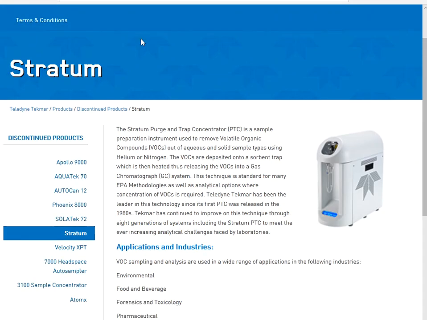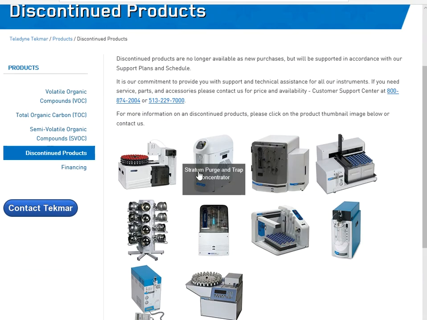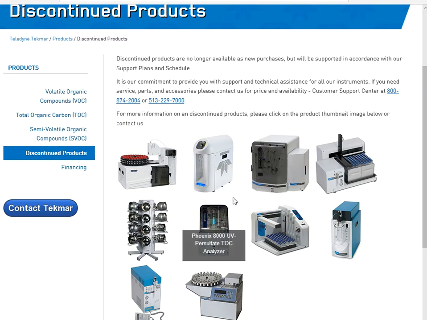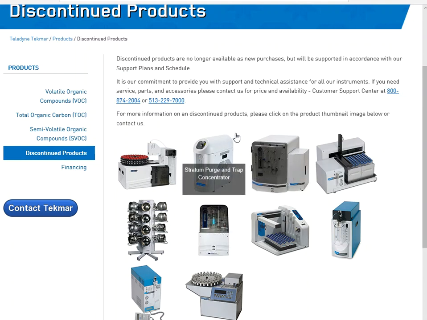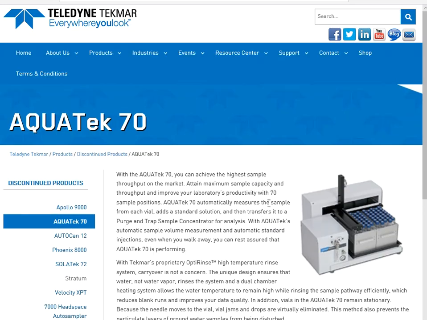Now, I don't know about you, but for me, I don't want to sit there and inject one sample after another and watch it purge and watch it bubble and watch it heat. And that process takes about 15 to 20 minutes per sample. And I don't really want to go through that with every one of them. I want this to be somewhat automated. So because of that, we have this Aquatech 70 vial autosampler. I told you 72, but I guess it holds 70 vials, not 72.